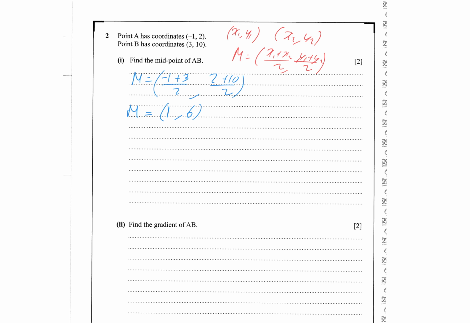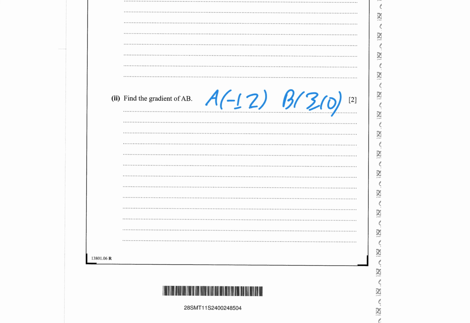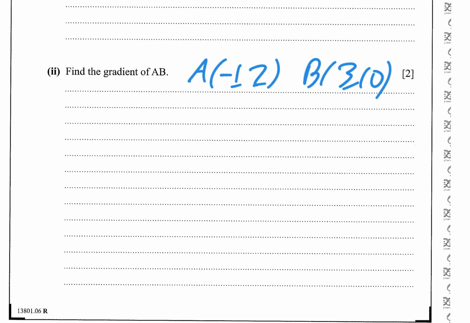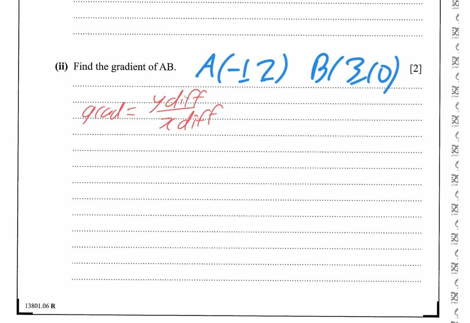Next, the gradient of AB. Let's write down those points again. A was the point (-1, 2), and B was the point (3, 10). We want to find the gradient of AB. Your gradient formula is the y difference over the x difference. You may remember rise over run as well. In this case, the gradient is equal to 10 minus 2 all over 3 minus -1.